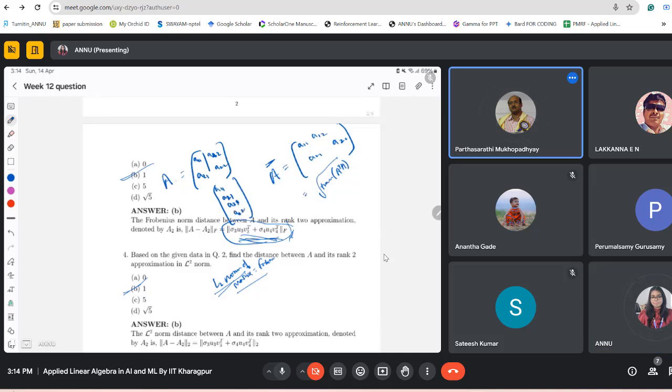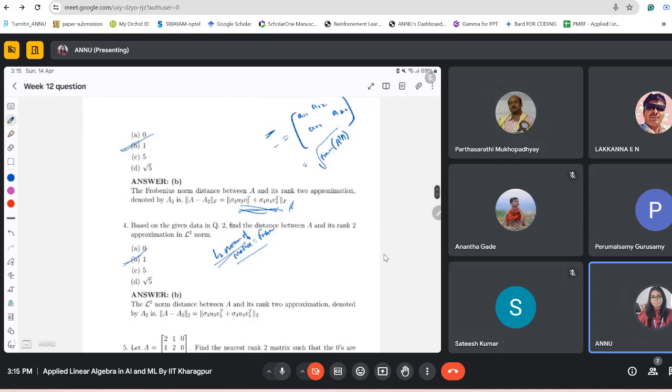Okay, question number 5. If A is this particular matrix, 2 1 0, 1 2 0, 0 0 5, find the nearest rank 2 matrix such that the zeros are not perturbed. So what to do if the zero is not perturbed? It means it should not change. Any guesses? Any idea? Any one of you? Ananta, you watched the lectures. Any idea?